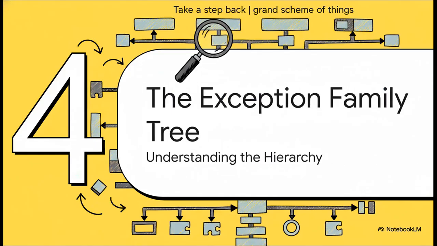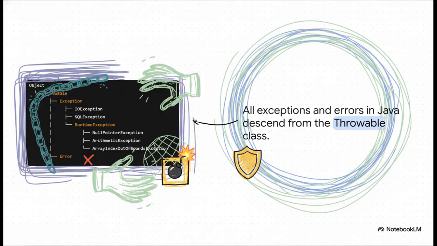Whew, okay. We've looked at a lot of different keywords and concepts. So now let's take a step back, zoom out, and see how all these pieces fit together into the big picture. Let's look at the exception family tree. This hierarchy diagram is just fantastic for understanding everything. Right at the very top, you have the Throwable class. This is the granddaddy of everything that can be thrown or caught in Java.